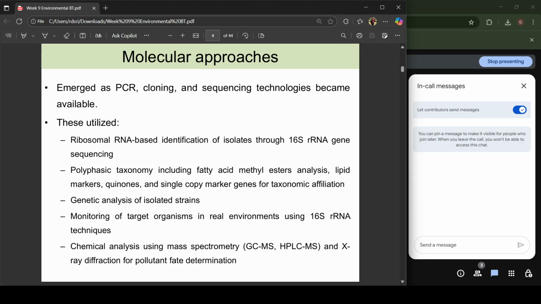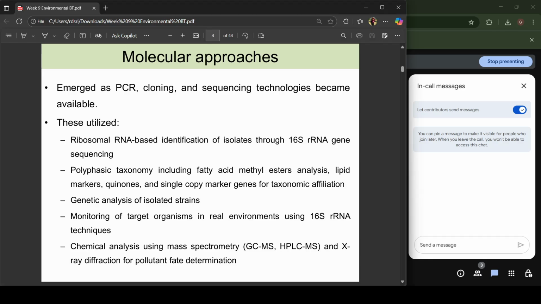Coming to the molecular approaches, it started with the advent of polymerase chain reaction, and scientists developed a technique called cloning, and then there was great advancement in sequencing, starting from Sanger sequencing to next generation sequencing. The advancement in sequencing was also very wide. So the molecular approach ideally included PCR, cloning and sequencing technologies.